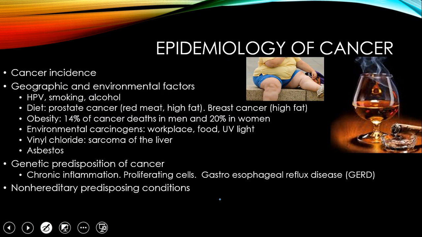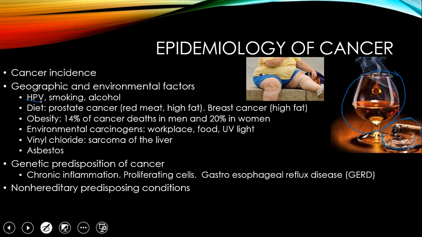Okay, so cancer incidence. There are some geographic, environmental, or other things, genetic predispositions or non-hereditary predisposing conditions that can cause people to have a higher likelihood of getting cancer. Some of the really obvious ones are alcohol, which increases the likelihood of liver and all kinds of other cancer, and smoking, which really increases the likelihood of lung cancer and a bunch of other kinds of cancer.